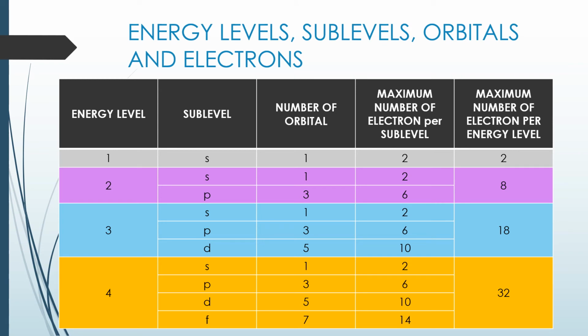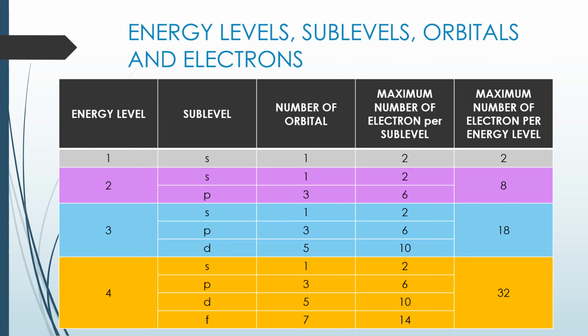For the third energy level, there are also 3 sublevels present, the S, the P, and the D. The S has 1 orbital, P sublevel has 3, and D sublevel has 5. S has a maximum of 2 electrons, P can hold a maximum of 6, and D can hold a maximum of 10 electrons. If we add up 2 plus 6 plus 10, we have a total of 18 electrons if the third energy level is filled with electrons.